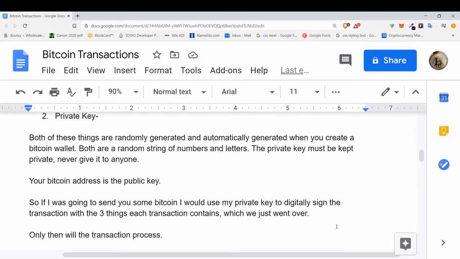Your Bitcoin address is the public key. This is what you share with somebody that is trying to send you Bitcoin. It is the public key.